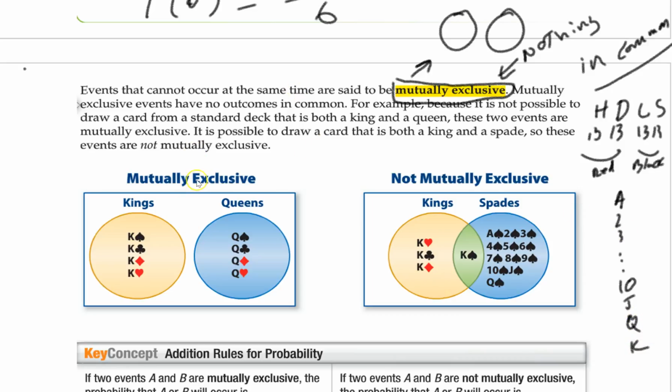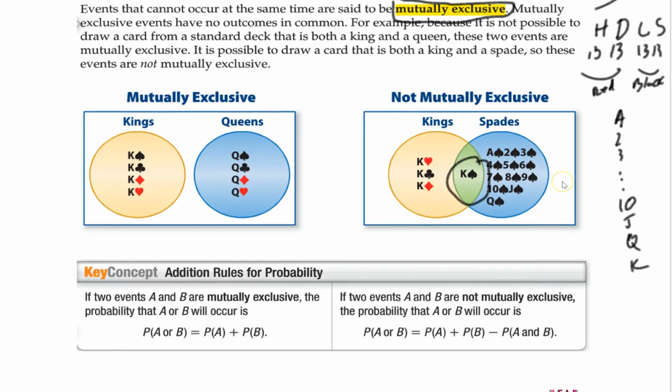So here, they're saying kings and queens. If I say kings and queens, well, there's only 4 kings, right? There's 1 for each suit, and there's only 4 queens, 1 for each. They have no cards in common. There's no king that's also a queen in cards. Not mutually exclusive means they have something in common. So if you look at kings and spades, well, there's 4 kings, 1 for each suit, and there's 13 spades. But this includes a king also. So they share that king, right? Kings have 4 kings, including a king of spades. And spades have a king of spades. So they have something in common that makes it not mutually exclusive.